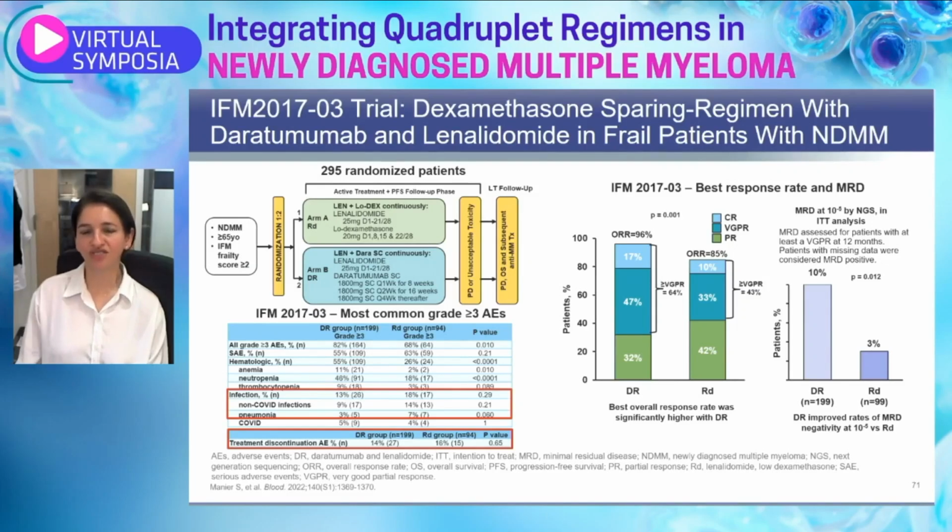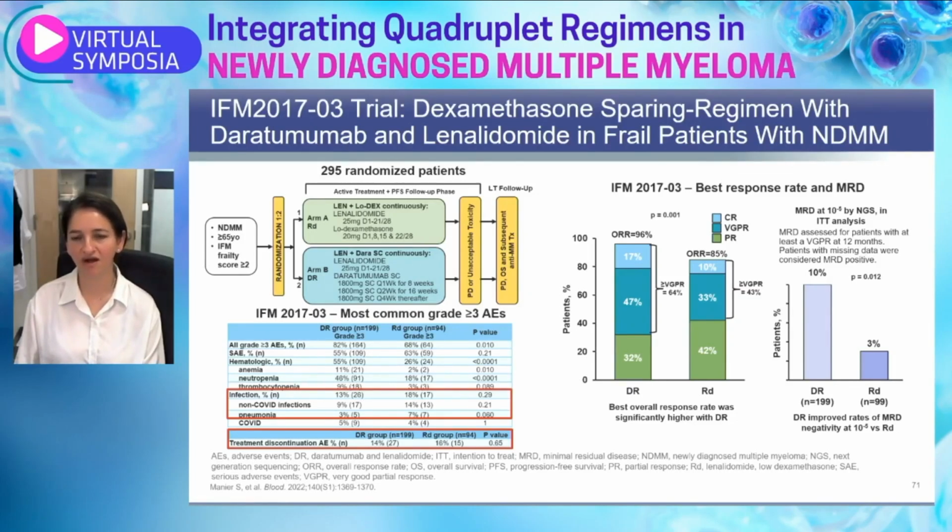There are other strategies which have been used to modify dosing, and this is a really nice trial from the IFM. This is the IFM 2017-03 trial, which is a dexamethasone sparing regimen. When Pete so nicely showed us all of the different drugs in myeloma, I think the hardest drug for most patients to tolerate is the dexamethasone. So this was a trial where dex was actually not used with daratumumab and lenalidomide.